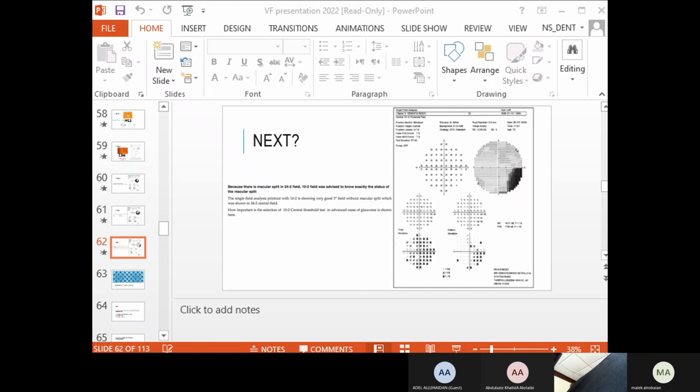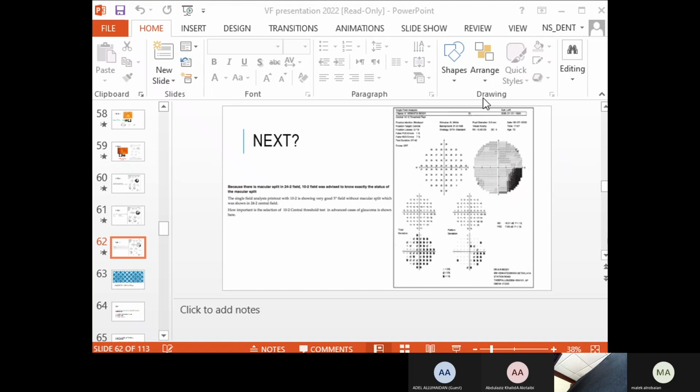Let's see, Muhammad, can you read this field? Start with the right eye. First, the patient data, starting with the right eye. First, check whether the test is reliable. Check reliability.